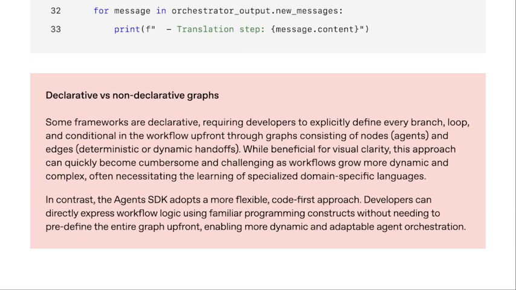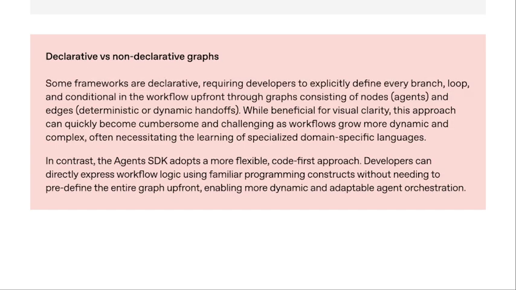So we have declarative versus non-declarative graphs. Some frameworks are declarative, requiring the developer to explicitly define every branch, loop, and condition in the workflow upfront through graphs consisting of nodes or agents and edges. While beneficial for visual clarity, this approach can quickly become cumbersome and challenging as the workflow grows more dynamic and complex, often necessitating the learning of specialized domain-specific languages.